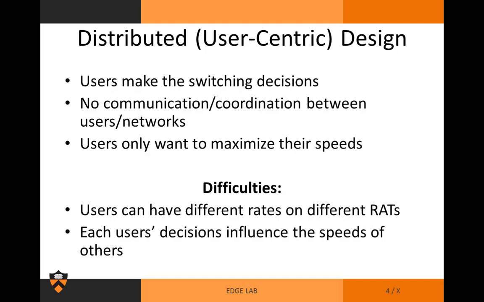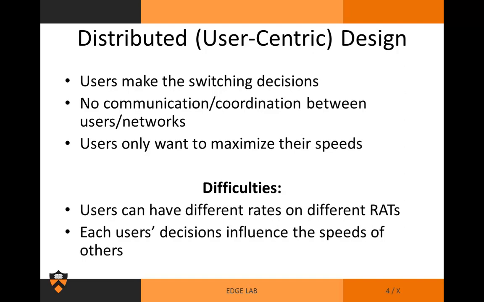The algorithm we designed is fully distributed, that is, the decisions are made by users without influence by any central network provider, where we view the RAT selection process from a user-centric approach. In this non-cooperative game, users are the ones who make the decisions to select the appropriate network without requiring any communication or coordination among the different RATs. In this game, users only strive to get the best possible data rates, regardless of what other people get.